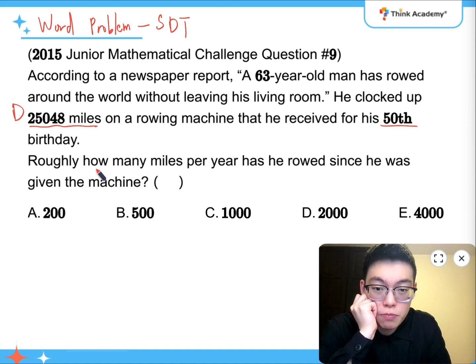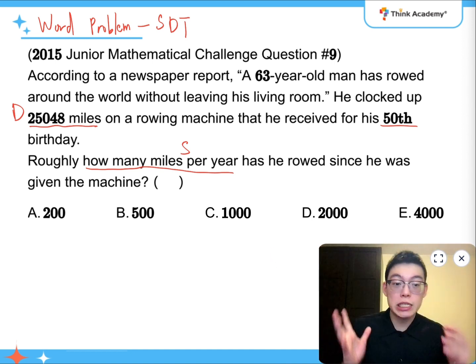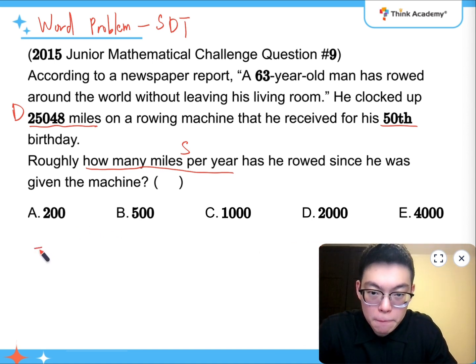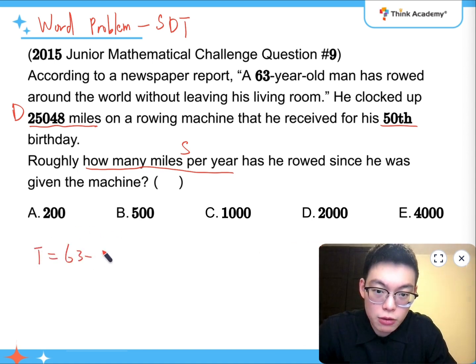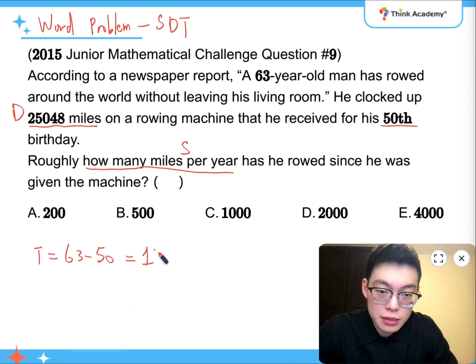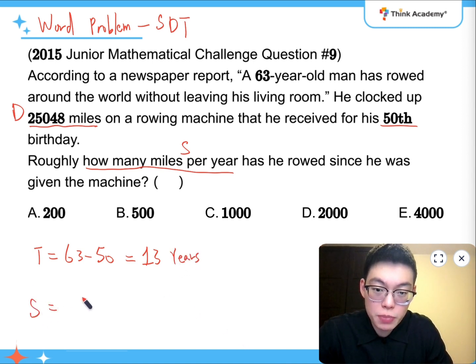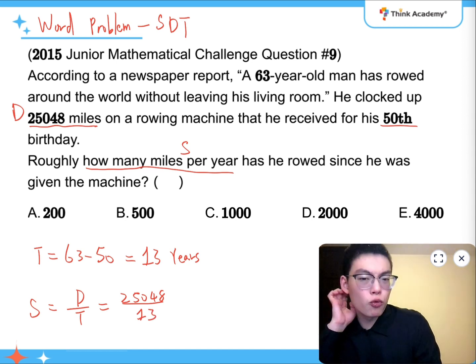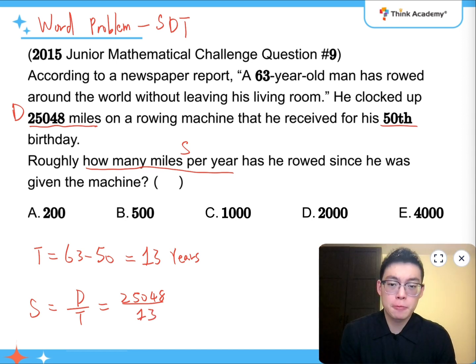Because we are looking for the speed, right? How many miles per year? That's the speed. So if I want to know the speed, I can just do it by distance divided by time. So what is the time we are finding here? It is 63 take away 50, which is 13 years. So the speed is going to be the distance over time, which is 25048 over 13.